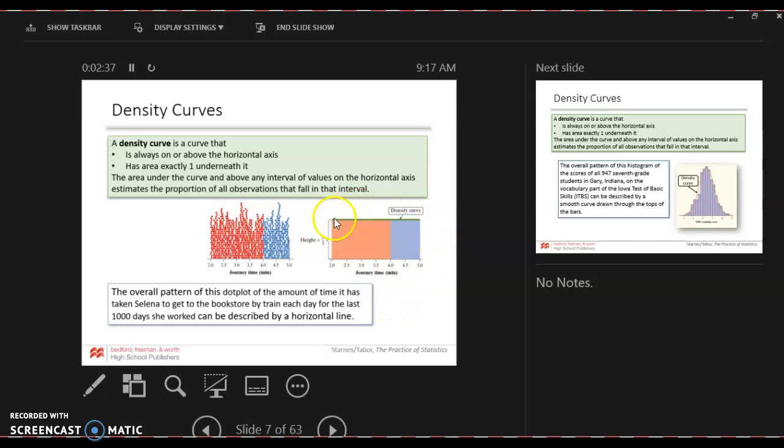This first semester, we won't really deal with density curves that look like this, maybe 1 or 2, but second semester, if you go on to AP, we'll see a lot of these. So we'll kind of say what I said. The overall pattern, this dot plot, of the amount of time it has to take Selena to get to the bookstore by train each day for the last 1,000 days can be described by a horizontal line. My density curve ends up being this horizontal line.